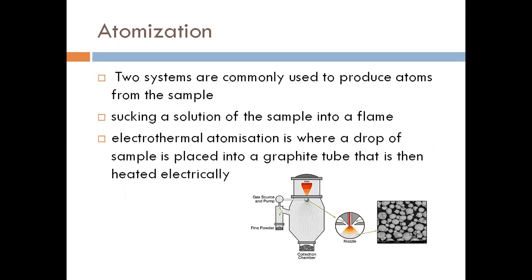So next one is atomization. Systems are commonly used to produce atoms from the sample: sucking a solution of sample into a flame, or electrothermal atomization, where a drop of sample is placed into a graphite tube that is then heated electrically. So this diagram shows the atomization, and these are particles.